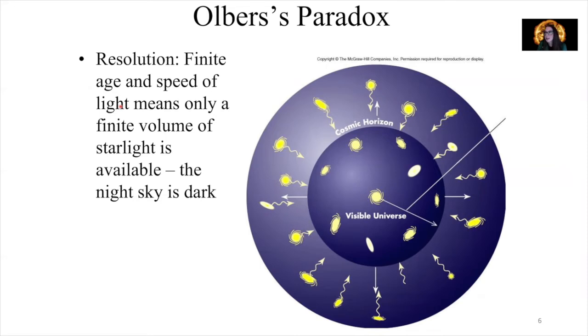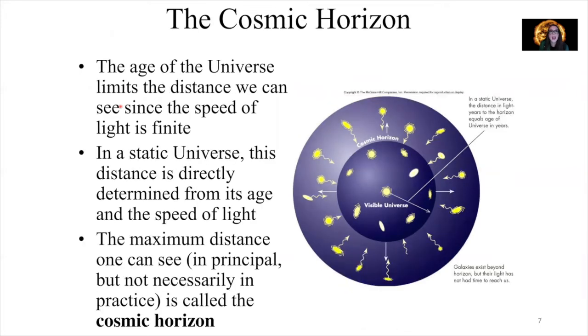So therefore, most of the night sky is dark and we see only a few pinpricks of light. The age of our universe limits the distances we can see since the speed of light is finite. So from our point here on Earth, the furthest thing we can see out in our universe is directly determined from the age of our universe and the speed of light. So the maximum distance that we can see is called the cosmic horizon, okay?